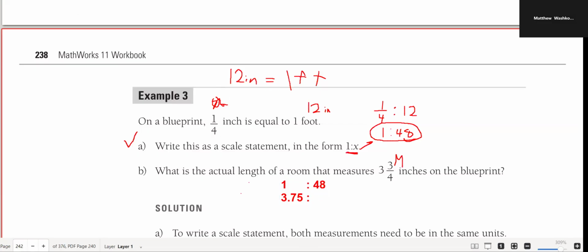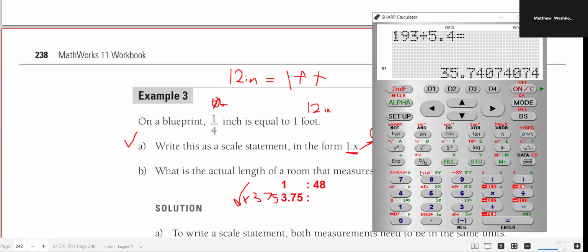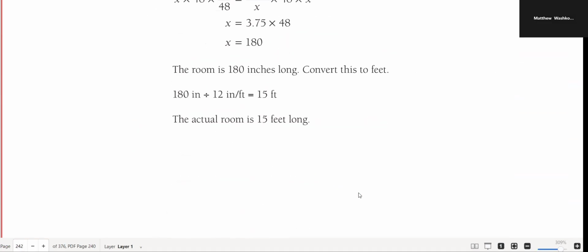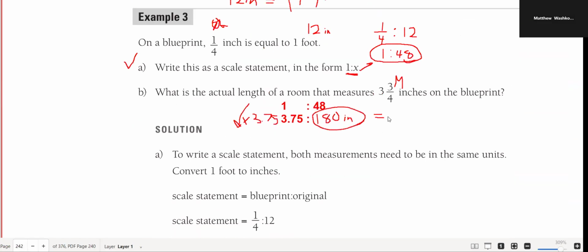So think about it. 1 times a number gives me 3.75. You can literally just eyeball this one. 1 times 3.75 gives me 3.75. So 48 times 3.75 is 180. So it is 180 inches in real life in this case. Now you could turn this into feet as well, I guess, if you wanted. It doesn't specify, so it's the same thing. Okay.